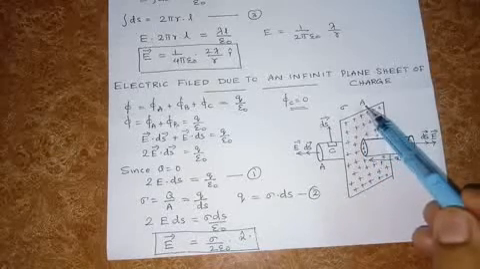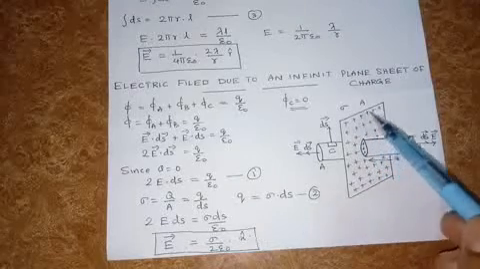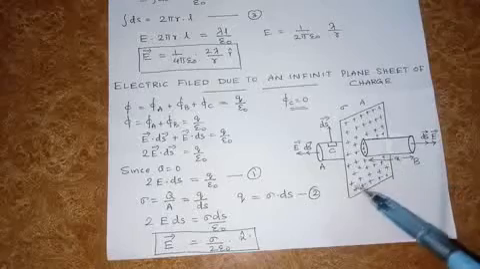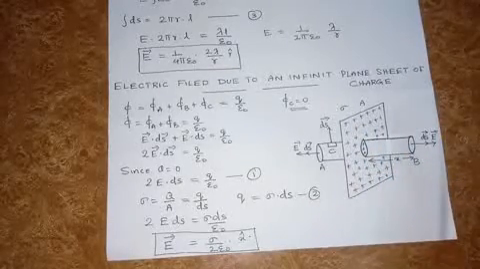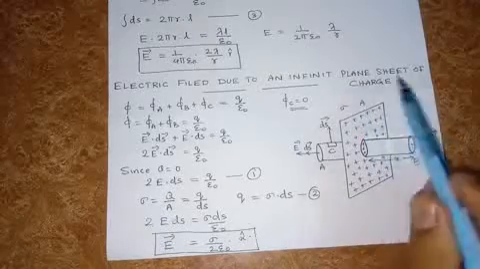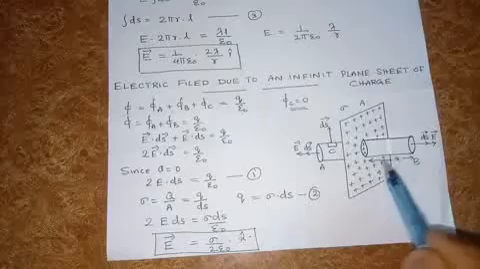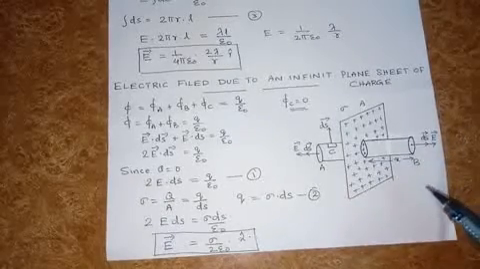Let A be the area of the sheet and sigma the charge density. It may be either positively or negatively charged. Let us take a positively charged sheet, with sigma as the charge density. Our aim is to find the electric field due to this sheet of charge at any distance. Let the distance be x. At that distance, I have to find the electric field due to this sheet of charge.